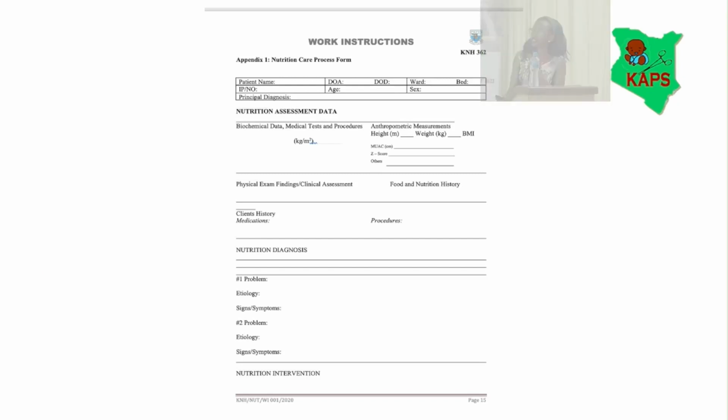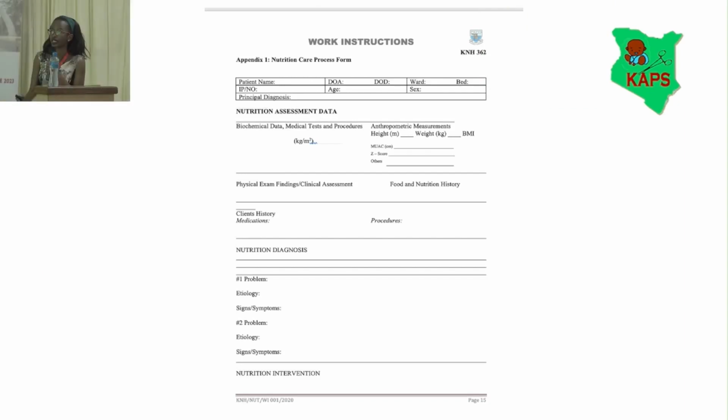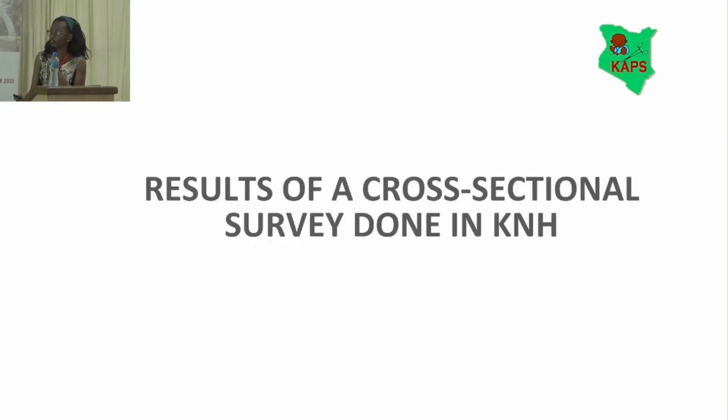So this is the data collection sheet that I used to collect the data, and it's the nutrition care process form that KNH uses. It's composed of the biodata, which has the age, the diagnosis, the sex. Then we have the assessment data, the biochemical data, physical findings, the nutritional diagnosis, the problem and intervention.